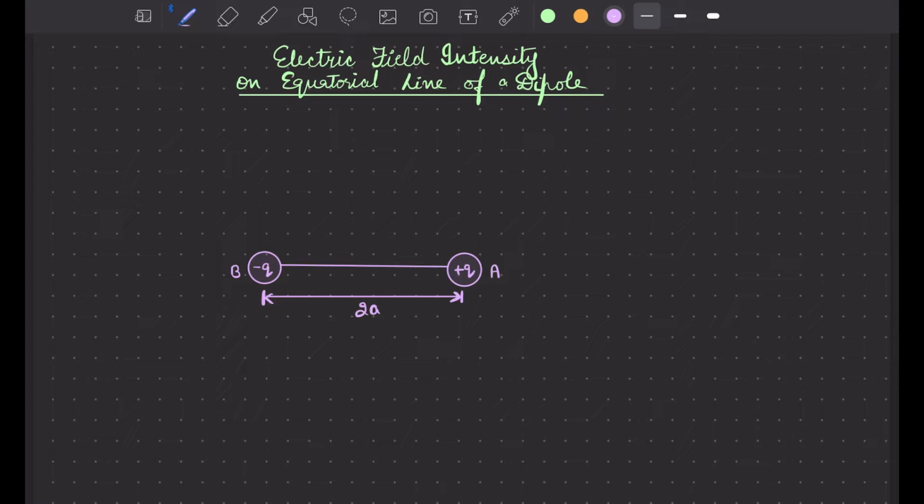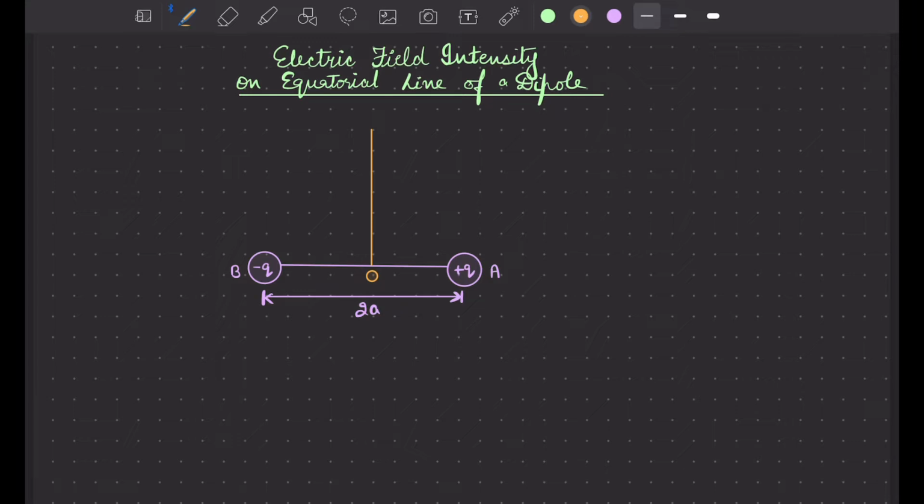As we want to talk about the electric field intensity on an equatorial line, we need to understand what an equatorial line is. Any line which is perpendicular to the length of the dipole, but most importantly passing through the center of the dipole, is called an equatorial line. So this point O is representing the center of the dipole.